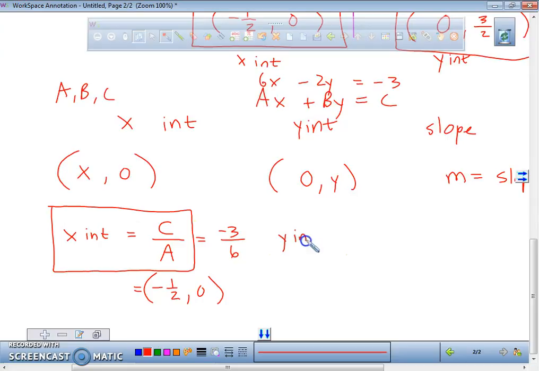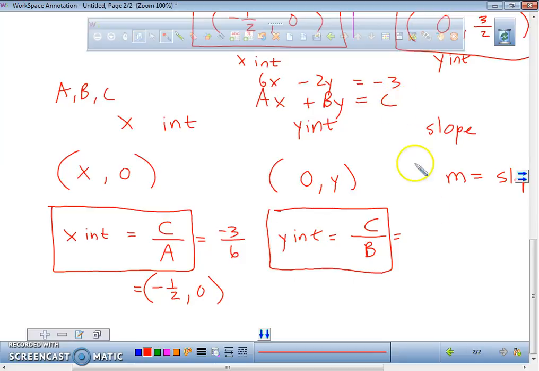Your y-intercept, everybody, will always be your c value over your b value. That's what it's always going to be. So what's our c value here? Negative 3. What was our b value? Negative 2. And here we got 0, 3 over 2. Pretty easy, huh? As long as you have your A, B, and C.